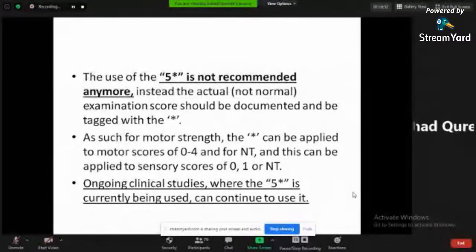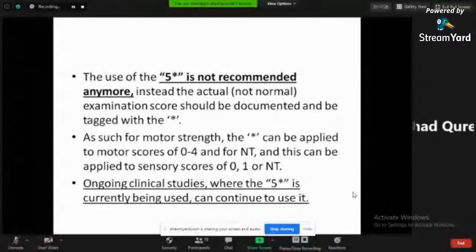with the consideration of non-SCI conditions having pre-existing peripheral nerve injuries, pain, fractures. So the examiner would assume that if this were not there, my patient would have achieved the maximum strength. So this consideration has been removed. Instead, the actual examination score should be documented and it should be tagged with asterisks. As such, for motor strength, asterisks can be applied to motor score from 0 to 4.